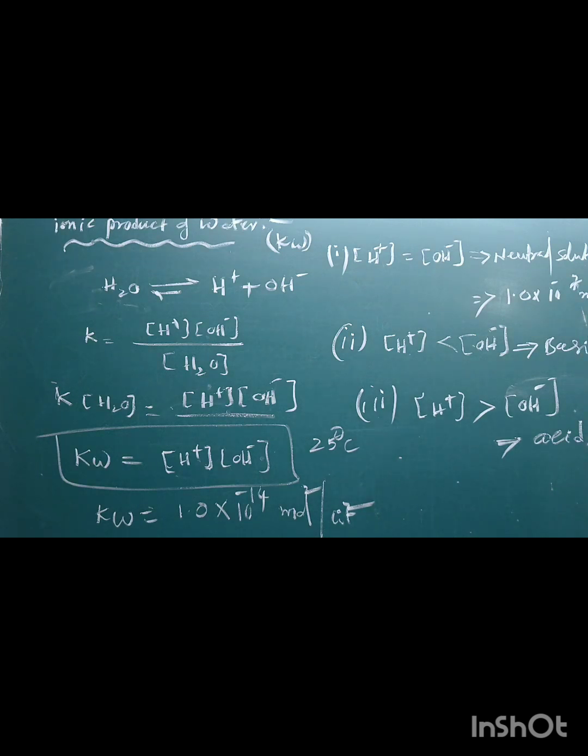Kw, the ionic product of water, depends upon the temperature. What are the interesting features of Kw? It is independent of the nature of the solution and independent of the concentration of the solution, but it depends upon the temperature. As the temperature increases, the Kw value also increases.